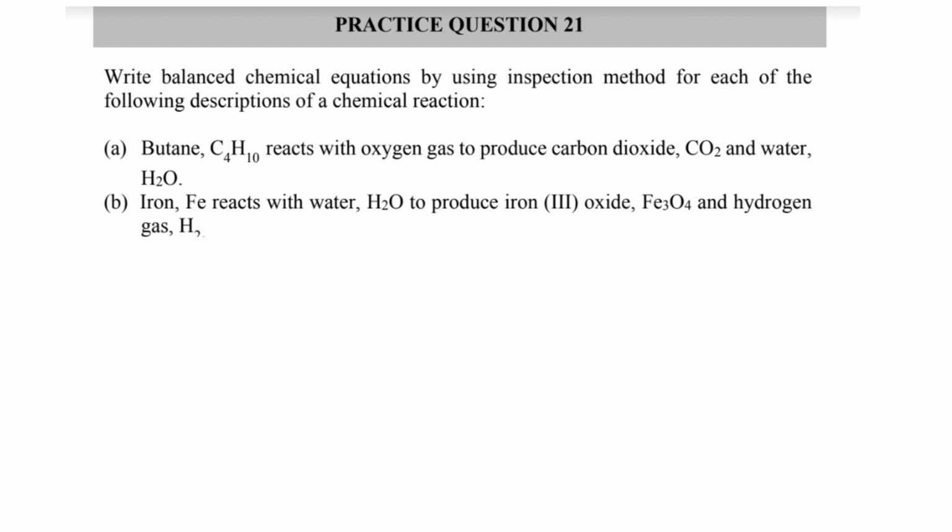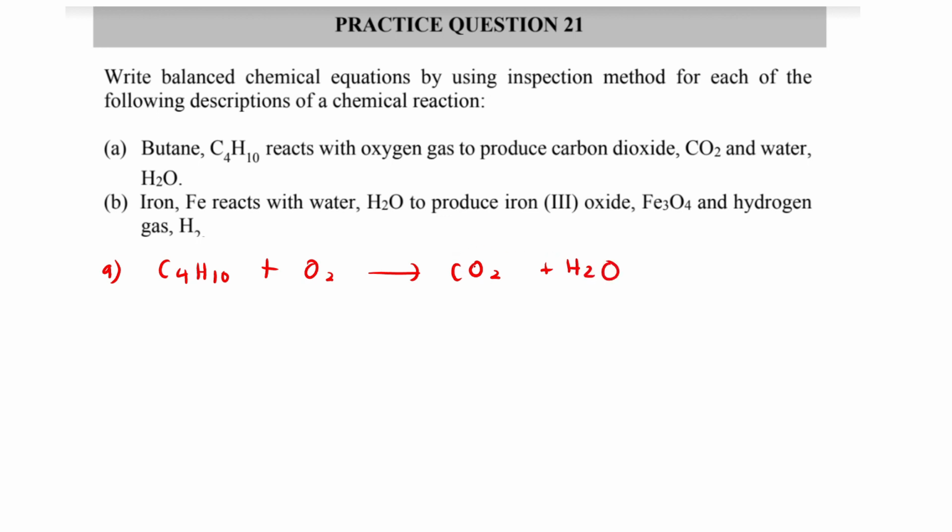The first one is combustion of butane, C4H10, reacting with oxygen to produce carbon dioxide and water. This one we call complete combustion, because the products are carbon dioxide and water. So the reactant we have C4H10 and oxygen O2, producing carbon dioxide and water.